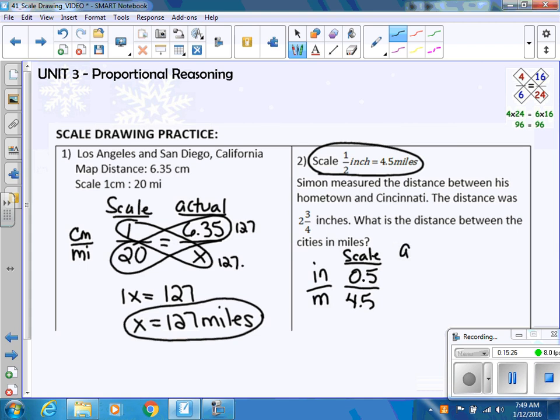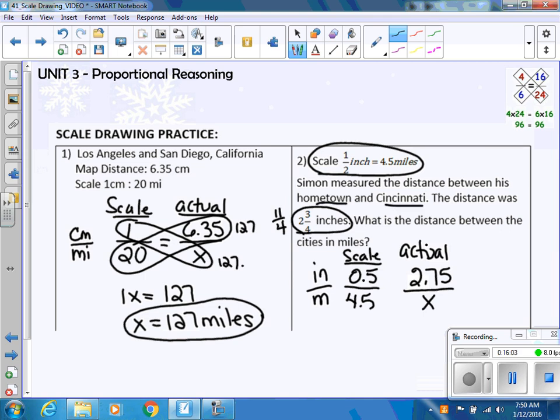And then the actual distance that they give me in the problem is the distance was 2 3/4 inches. Again, I need to take this and turn it into a decimal. So you can either do the magic C, 2 times 4 is 8, plus 3 is 11 over 4. And then divide, and you're going to get 2.75. Or just take 2 and then divide 3 by 4, and you still get 2.75. And I need to figure out the actual distance in miles from Simon's hometown to Cincinnati.